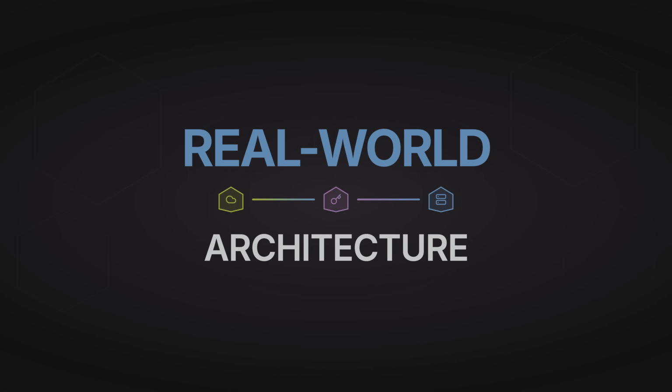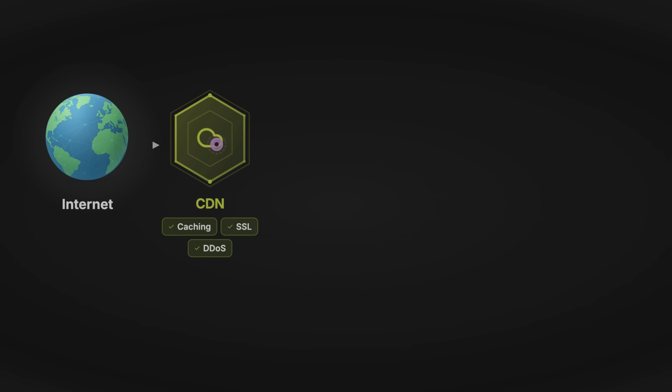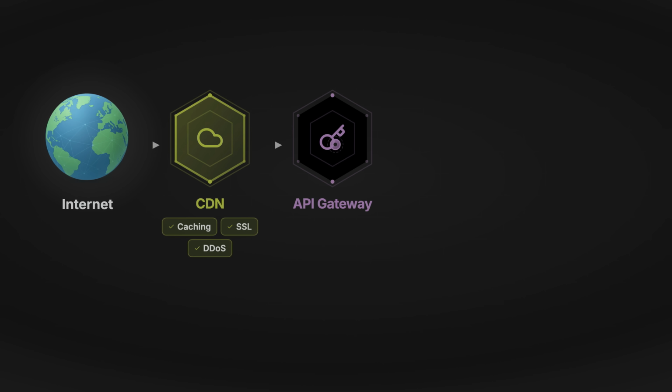In real-world systems, you often use these layers together. Here's a typical setup. A request comes from a user's browser. First, it might hit a CDN, CloudFront, Cloudflare, Fastly. A CDN is a globally distributed reverse proxy, caching static content at edge locations, terminating SSL close to users, and absorbing traffic spikes. API requests then reach the API gateway.